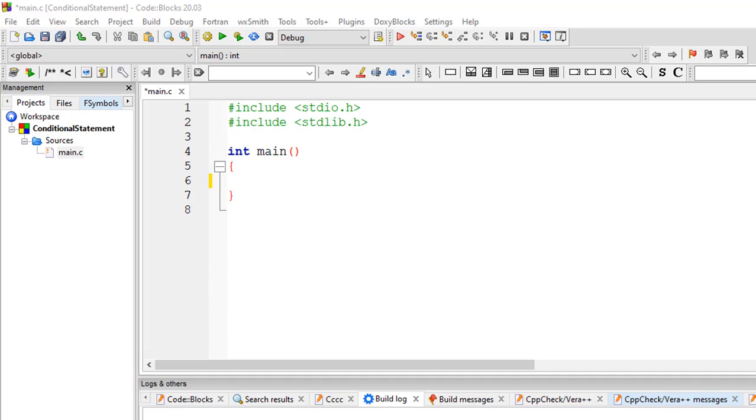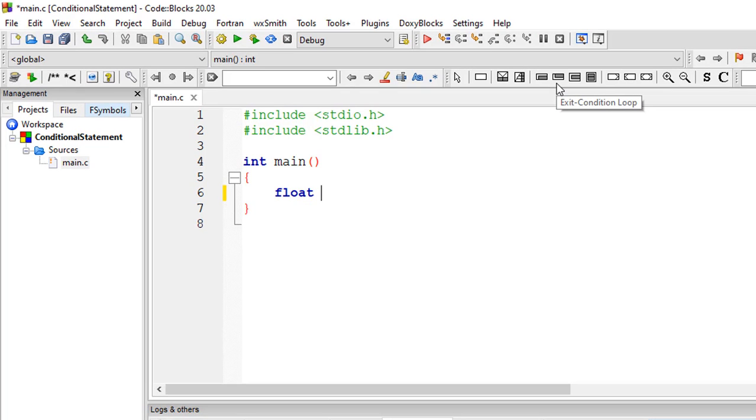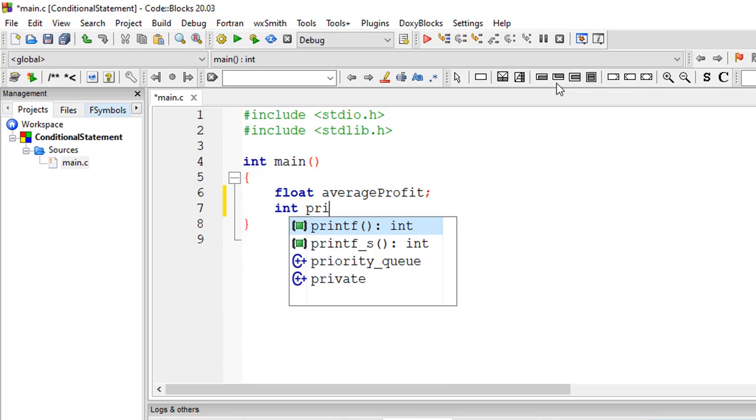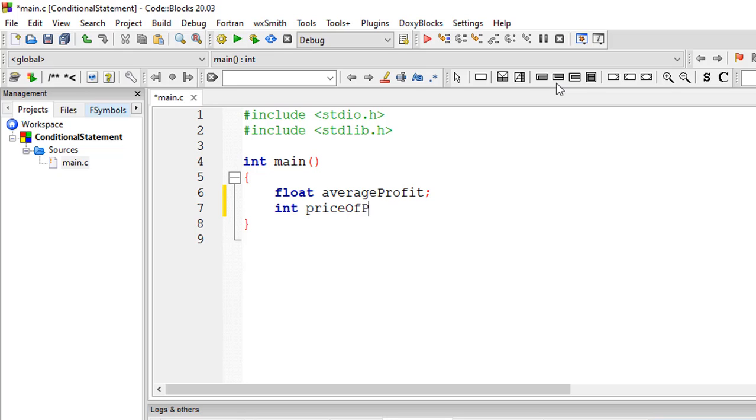So I will start with some data types. Suppose I write some program lines here. Float average profit. This is a variable declared by me as a float, and I will declare a few more variables. I will declare some integer type variables. Int price of product. Say the price of the product is equal to 10. There is a price for a particular product, and that price is rupees 10.